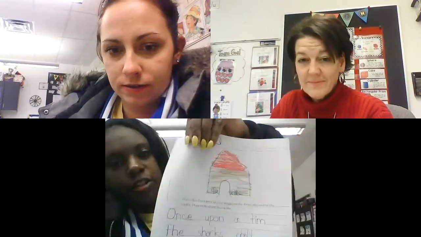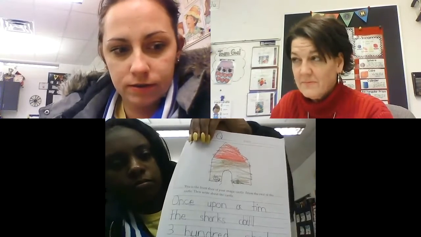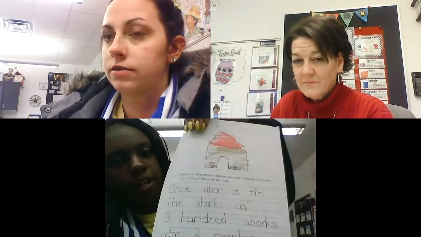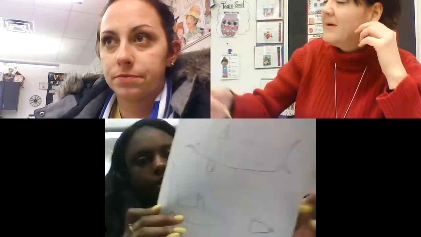For our writing sample, the student was answering a question to the prompt. The prompt says, "This is the front door of a magical castle. Here's the front door. Draw the rest of the castle, then write about the castle." So the student drew the rest of the castle and the additional things that I will explain in the story.